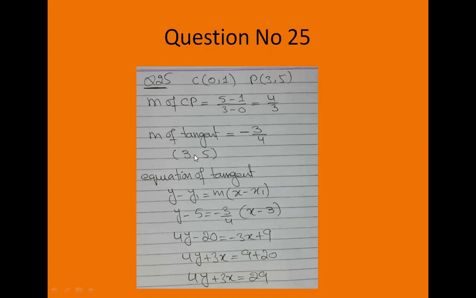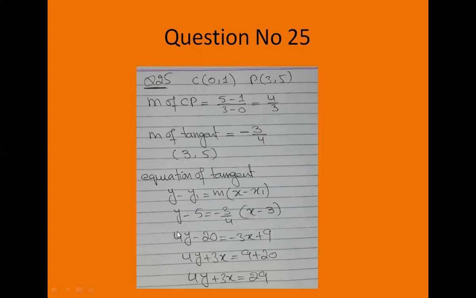And because the tangent is passing through (3, 5), I can find the equation of the tangent. I know the gradient, and I know the point through which the tangent is passing. The method is y minus y1 equals m times (x minus x1). M is the gradient of the tangent, that's minus 3/4, and x1 and y1 are the coordinates of the point through which the tangent is passing. So y minus 5 equals minus 3/4 times (x minus 3).